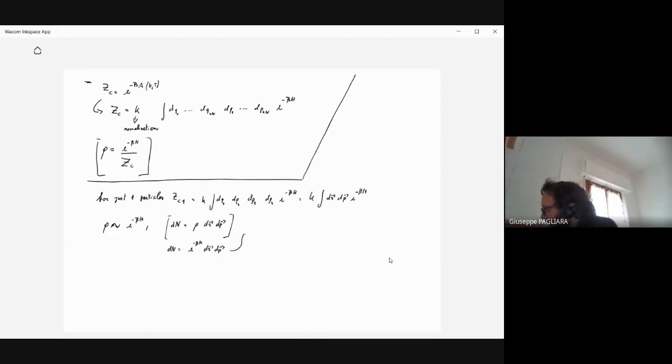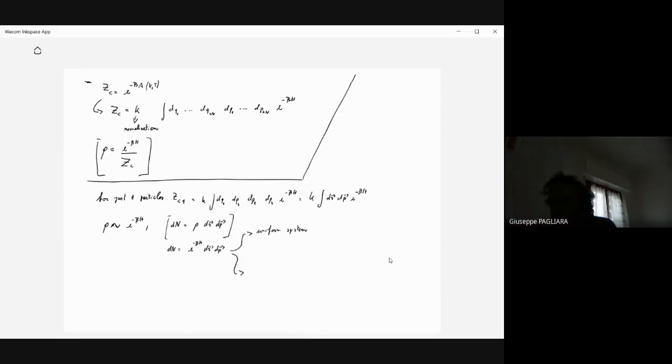Now, from here, I can do several things, in the sense that suppose that I have a uniform system and that the particles contain just the kinetic energy. H is just equal to p squared divided by 2m. In this case, I can integrate over dr and get the Maxwell-Boltzmann distribution.